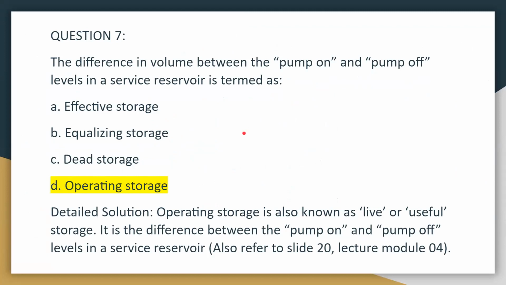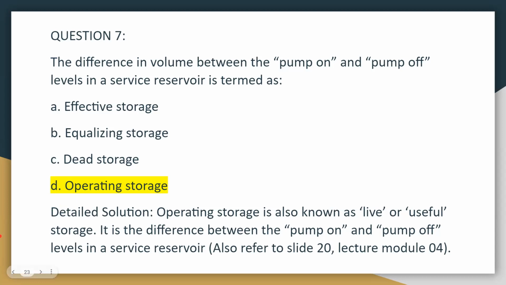We already did the explanation for what is an operating storage. It is the difference in the level between the pump on and the pump off point levels in the service reservoir. Effective storage is equalizing storage plus emergency storage, Vijay. Now here we are talking about the difference in volume between the pump on and pump off level. Pump on level is the level when the pump has to be switched on so that you can pump more water into it. And pump off level is the level at which the pumping will be stopped because the tank has met its highest level requirement.